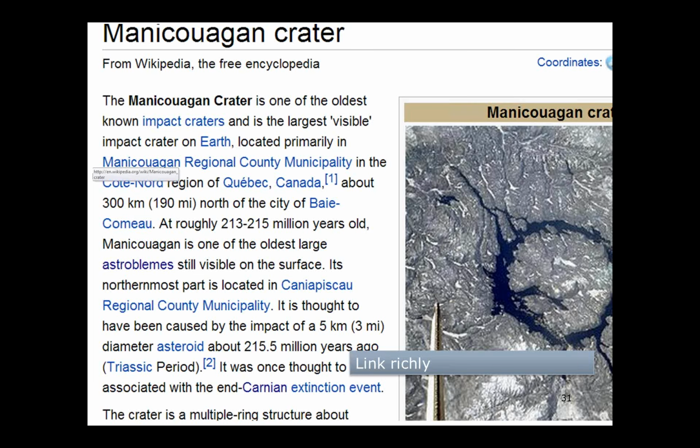And that gets us to the final principle, which is that every page is page one: topics must link richly. We're back again to the Manakawagan crater example that we've looked at before and looked at in the last session. And we can see that it is full of links, as is almost every Wikipedia article. And as we saw, these links are based on subject affinities. This is linking to other stuff that you might not know about. So the Manakawagan crater is one of the oldest known impact craters.